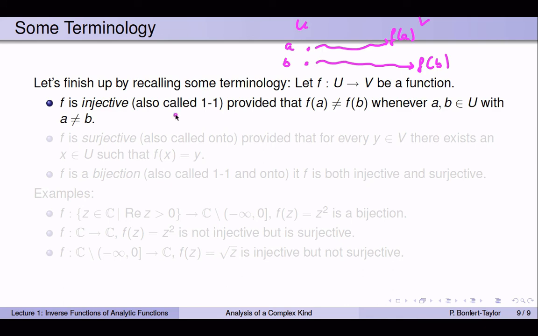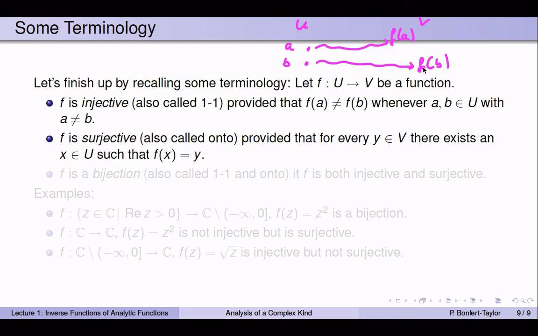So if that is the case, then we say the function is injective. If a and b get mapped to the same point, the function is no longer injective. But if for all possible combinations of a's and b's that are not the same, f of a and f of b are also not the same, then f is injective.